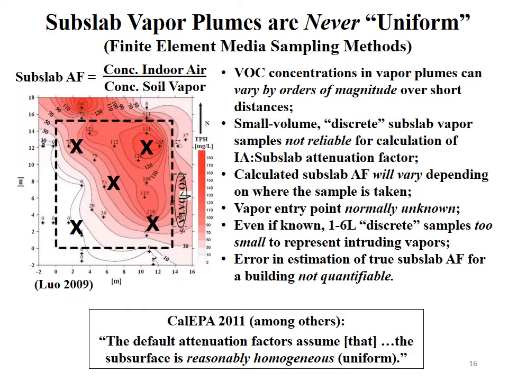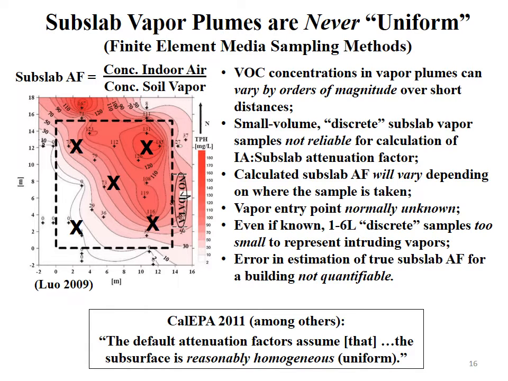A big problem with vapor intrusion is the vapor entry point generally isn't known. Even if you did know where the vapor entry point was, these small 1 to 6 liter discrete sub-slab vapor samples are too small to represent the intruding vapors. Remember, we're assuming thousands of liters of intruding vapors a day. So the chance that a 1 to 6 liter discrete sample represents those vapors is fairly slim. In the end, the error in estimation of a true sub-slab attenuation factor for a building isn't quantifiable.